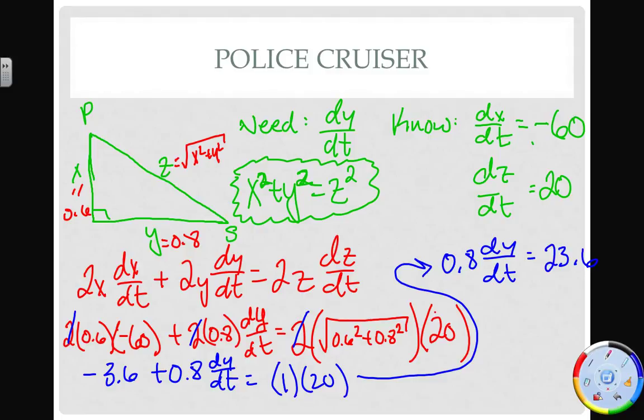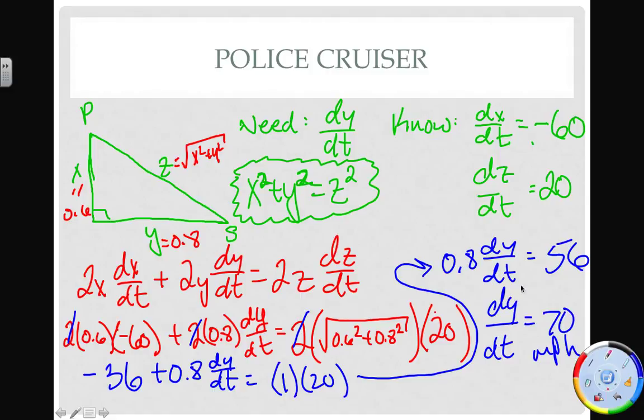Oops, not 3.6. Man, I wish some of you were here with me when I make these stupid mistakes, because then I wouldn't figure them out too late. All right, my error. I hope you caught that as well. 0.6 times negative 60 is not 3.6. It is 36. So if I add 36 to both sides, I get 56. And if I divide both sides by 0.8, I get the change of y with respect to t to be 70, and we know we're working in miles per hour.